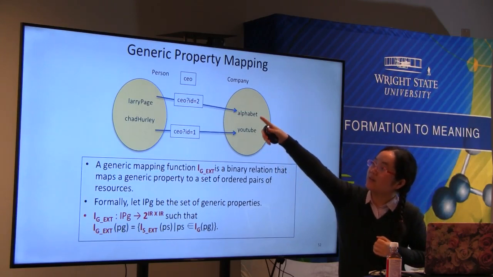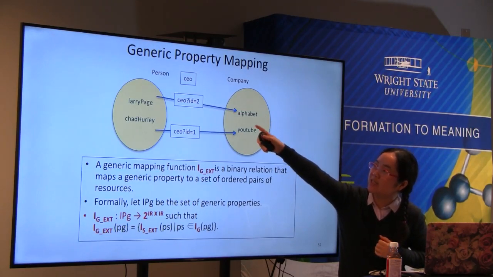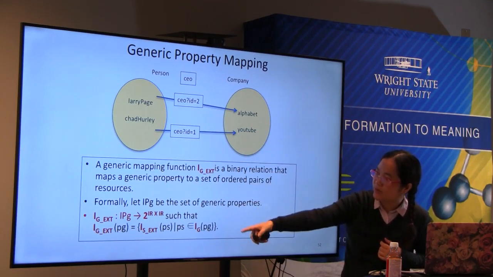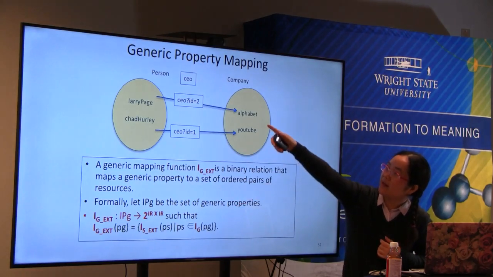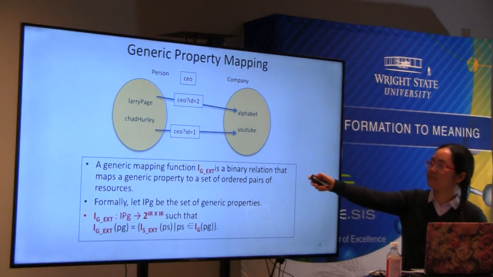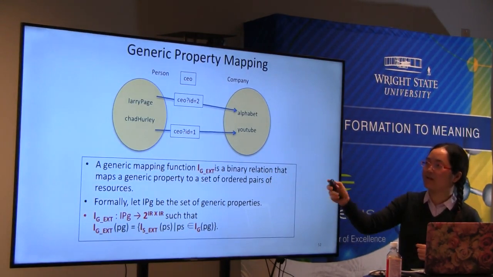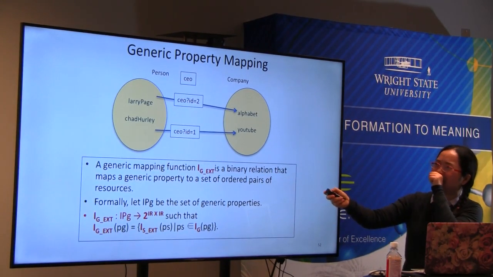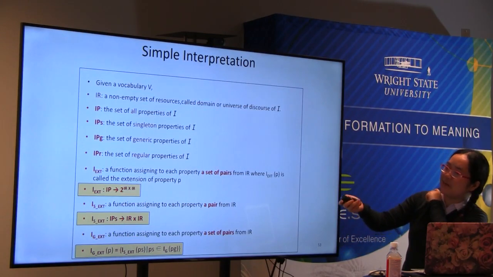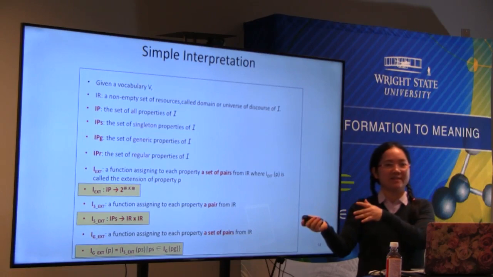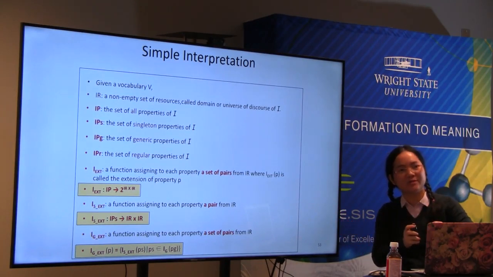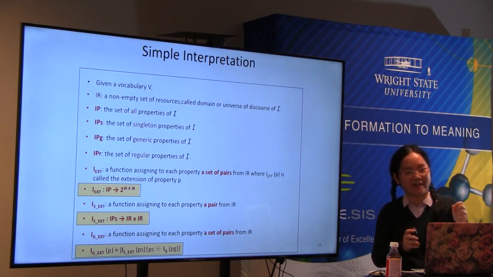From this one, we say that the CEO general property has two instances, ID1 and ID2. The general property is mapped to two instances, two pairs of the same property. The reason I present this is that I want to derive a set of rules, and for those rules I will prove soundness and completeness.